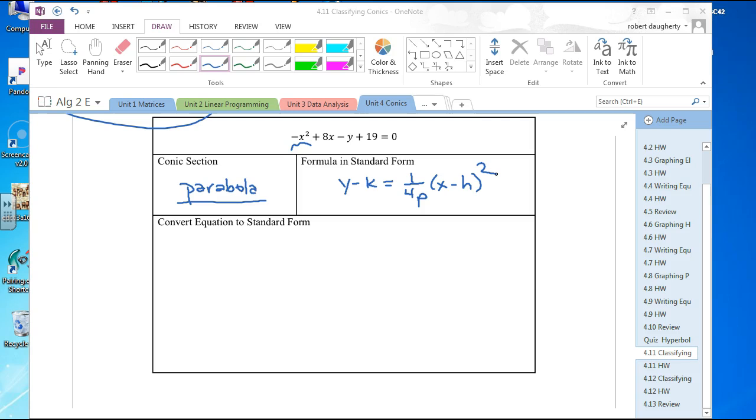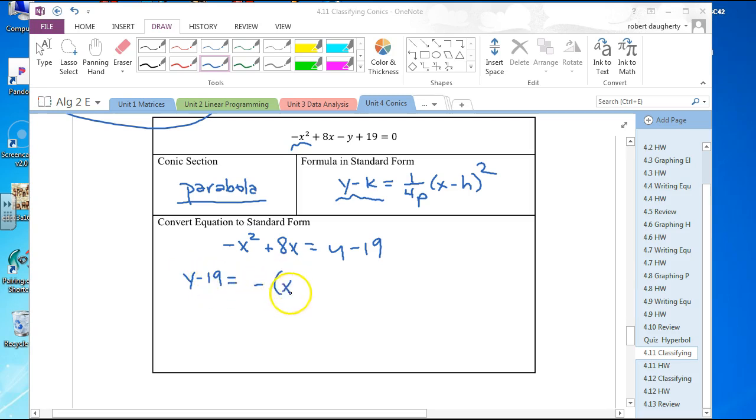Okay. So y minus k is 1 over 4p x minus 8 squared. You can if you want. The way I look at it is, I want to get a y minus something by itself. If I did it like this, I've got y minus something all by itself now. Okay, so I move the negative y and the 19 to the other side, right? So this is y minus 19 equal. You got to factor out this negative. Negative x squared minus 8x. Okay, now I need to complete the square. So I need to add what?